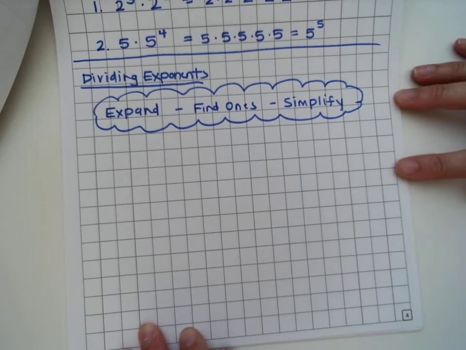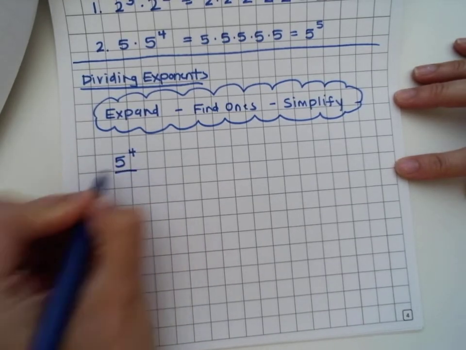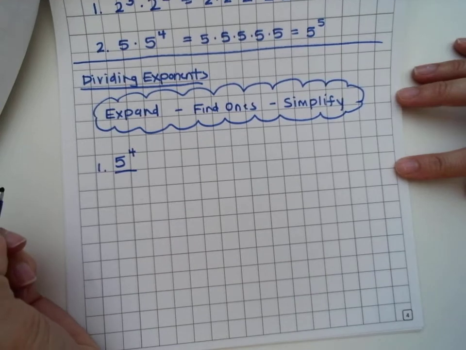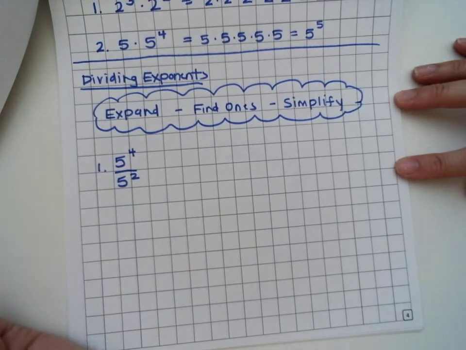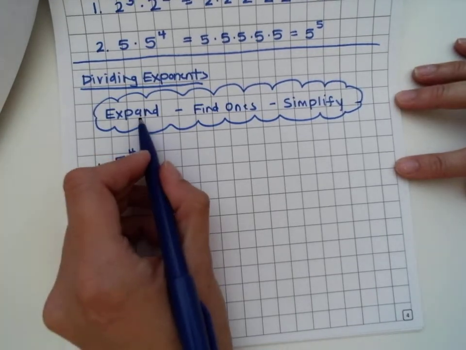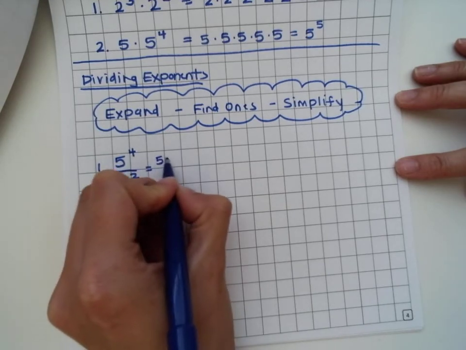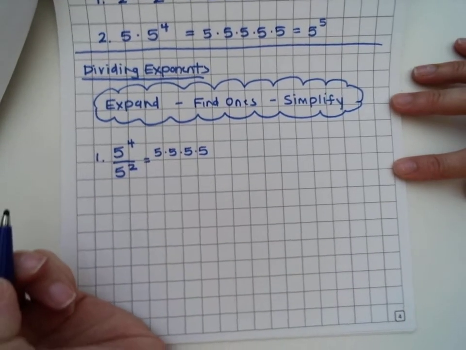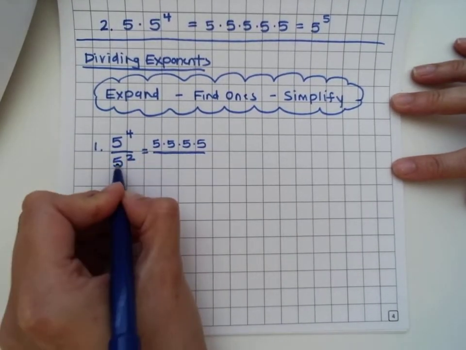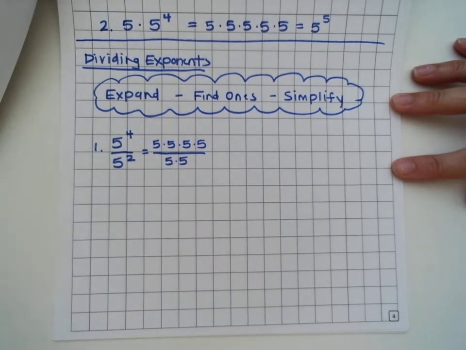So let's start with 5 to the 4th power divided by 5 to the 2nd power. So our first step is we need to expand. So 5 is being multiplied 4 times. So we expand that by writing 5 times 5 times 5 times 5, divided by 5 squared, or 5 to the 2nd power, which expands to 5 times 5.